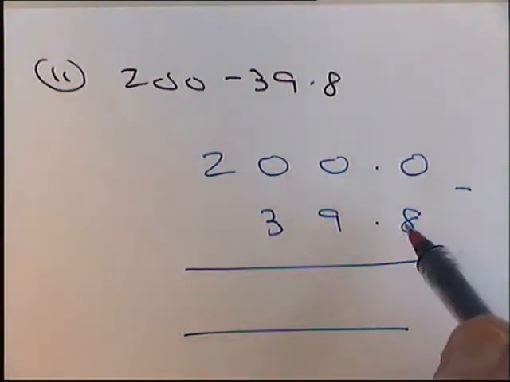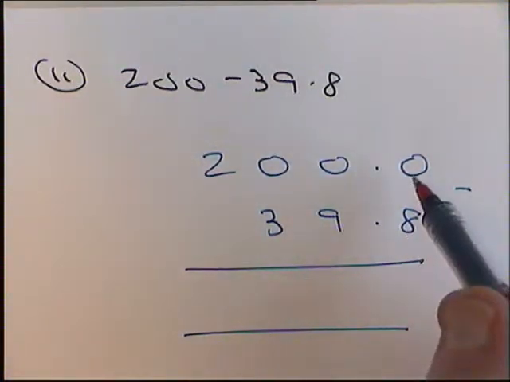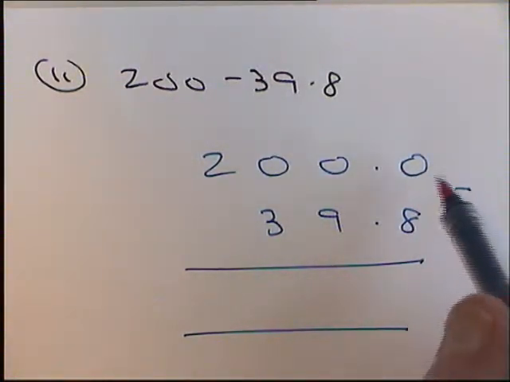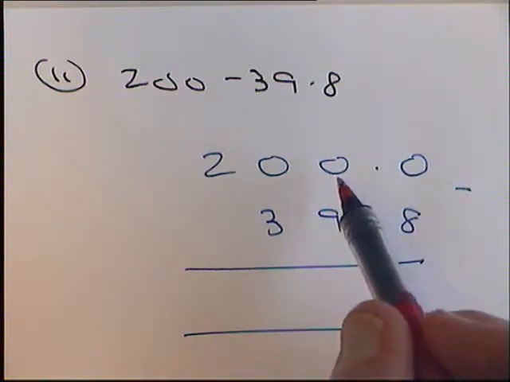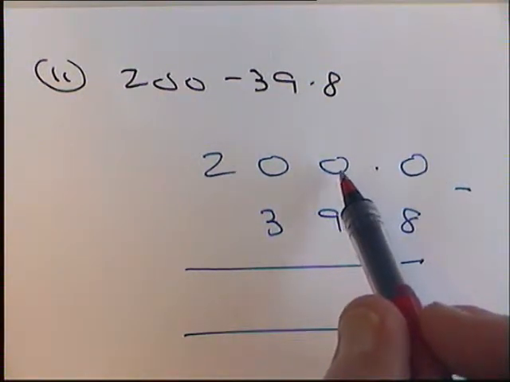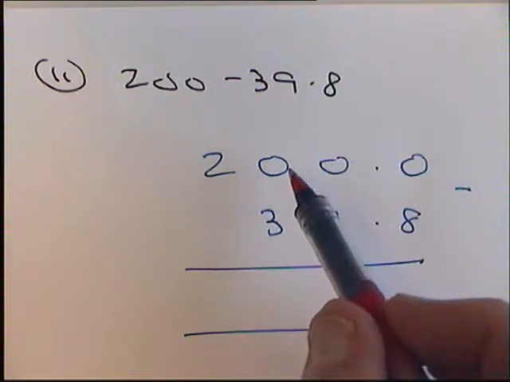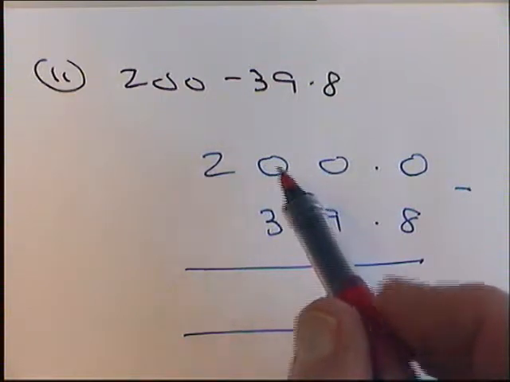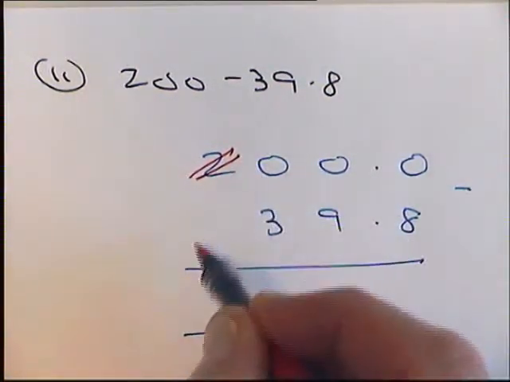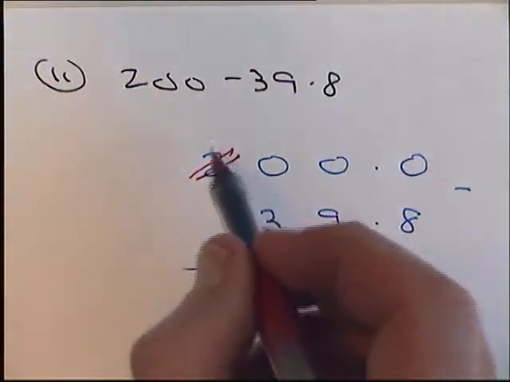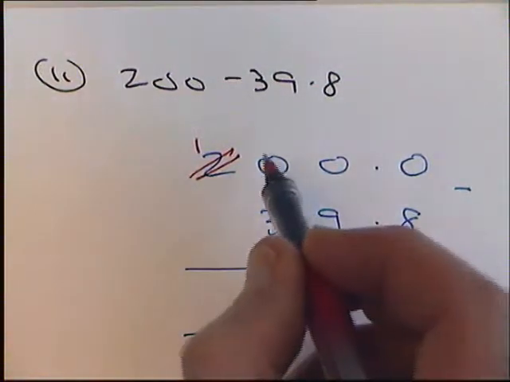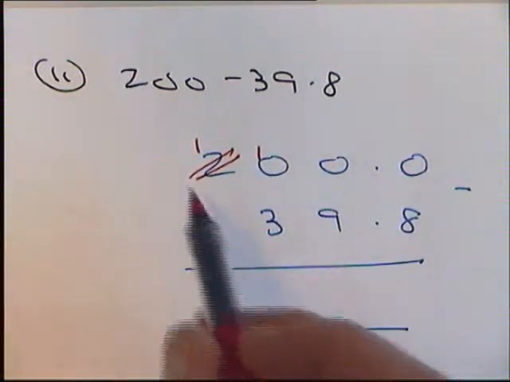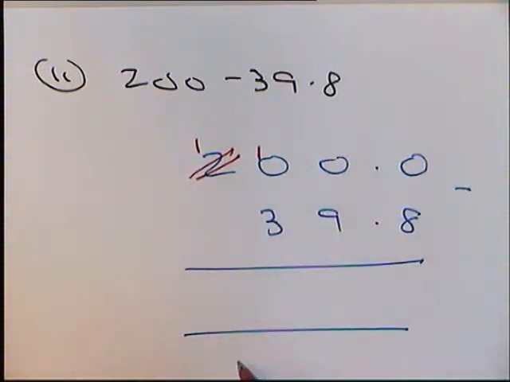Here, 0 take away 8. I can't take 8 things away from nothing, I haven't got enough. So I've got to borrow. So I come over here. But if it's a 0, I can't borrow from it, so I go over again. But that's a 0, I still can't borrow from it. So I come all the way over here to this 2, and I borrow 1 from it. So it goes down by 1, and the 1 I've borrowed goes here. That's now a 1. That's now a 10.